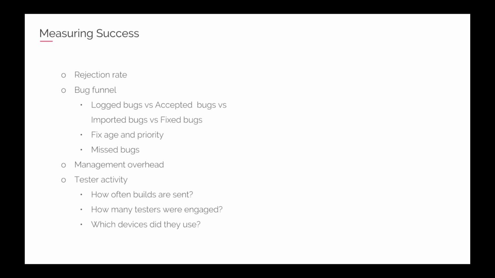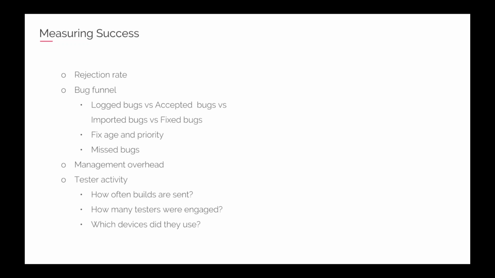And then the bugs that actually do get accepted, what kind of path do they have? Out of the bugs that got logged, how many we accepted, how many we imported into Jira, and how many of them got fixed? How long did it take to fix them, and what's the priority that the customer gave them? That's the money for me. The bugs that got fixed quickly or with high priority, those are the ones that made a big impact on our project, and they came from the crowd.